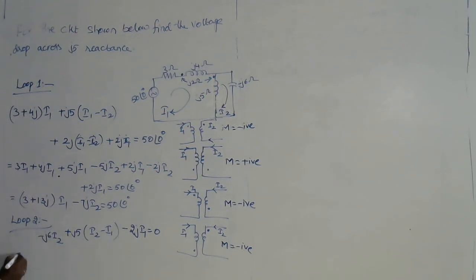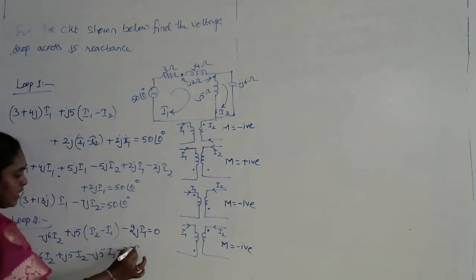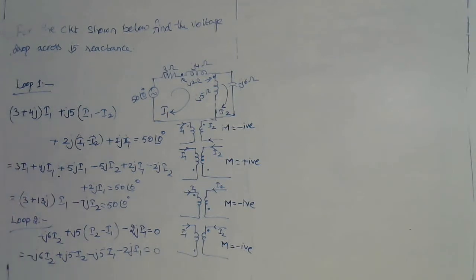If you simplify this, you can write it as minus j6 I2 plus j5 I2 minus j5 I1 minus 2j I1 equal to 0. The I1 related terms are minus j5 and minus 2j, which is equivalent to minus 7j, so minus 7j I1. And the I2 terms are minus 6j and plus j5, which is equivalent to minus 1j I2 equal to 0.